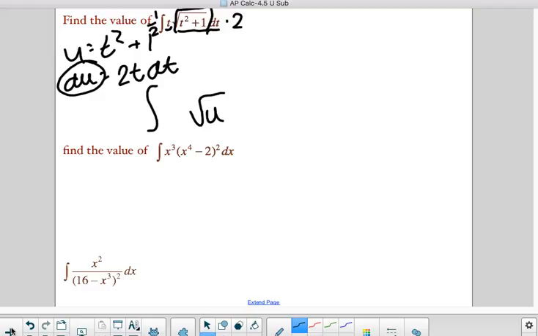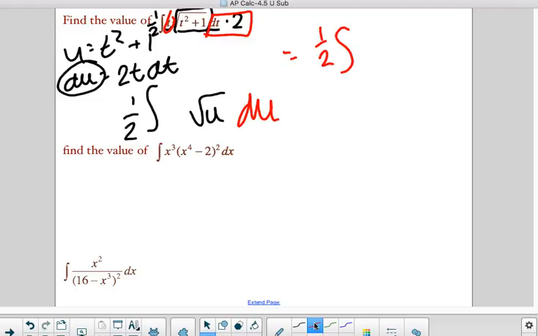We need a 2, so we can put in our du. So with that 1/2 in front, we put a 2 in here. Now we have our t 2 dt. How can I write that now? It's just du. So we have 1/2, the integral, square root u. Let's write that as a power. What's the square root of u as a power? u to the 1/2 du.